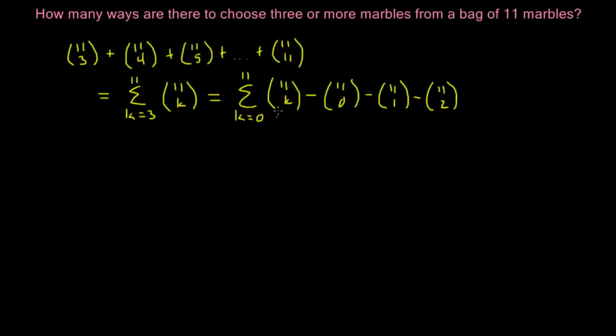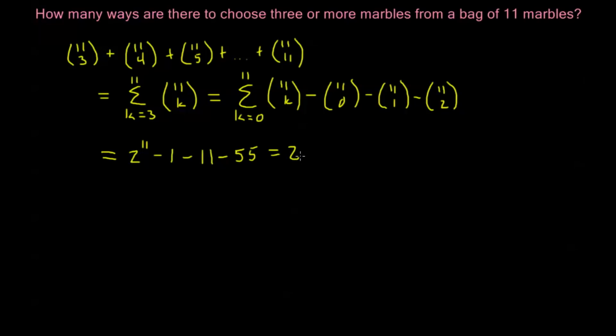Now from our result from the last video, I know that this sum here, this is the sum of all the coefficients for all the k's 0 to 11 of 11 choose k. So that sum right there is just going to be 2 to the 11 from our result from the last video. 11 choose 0 is just 1, 11 choose 1 is 11, and 11 choose 2 is 55. So we've cut down our computation a bit, right?